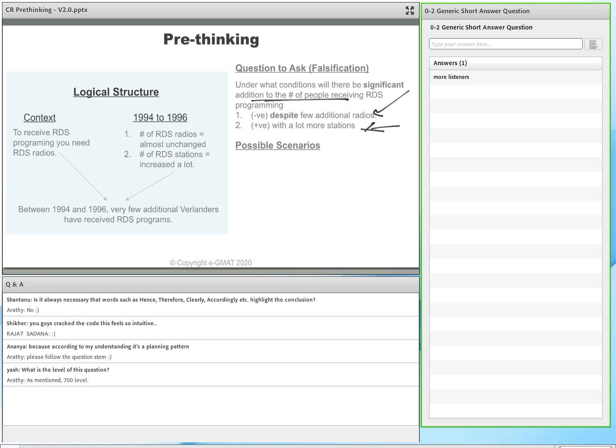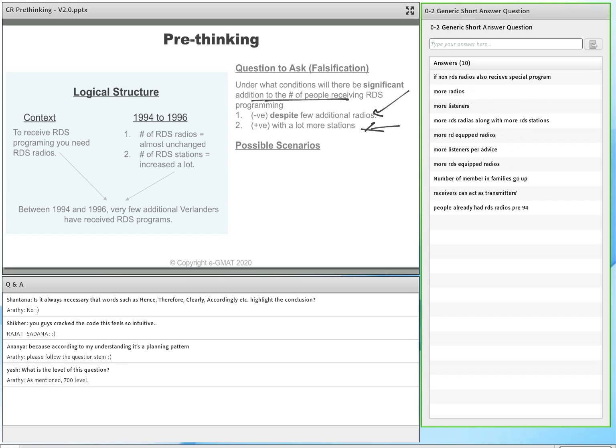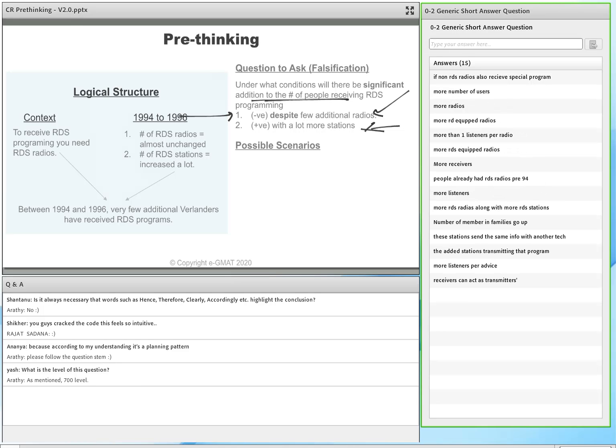What does more listeners mean? Can you explain? More listeners per device, yes. Some of you are saying more RDS equipped radios. No, that's a constraint. You can't have more RDS equipped radios. You've been told that there are very few additional radios. Okay. Numbers of members in families go up. Yes, more people per RDS. Okay.